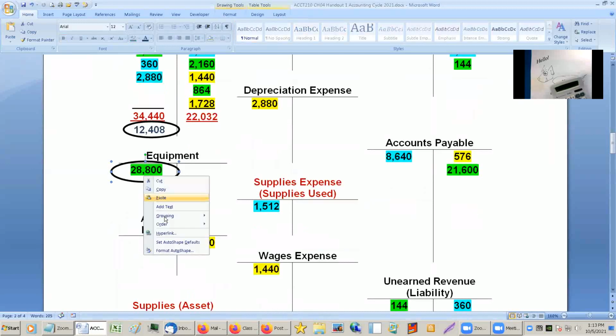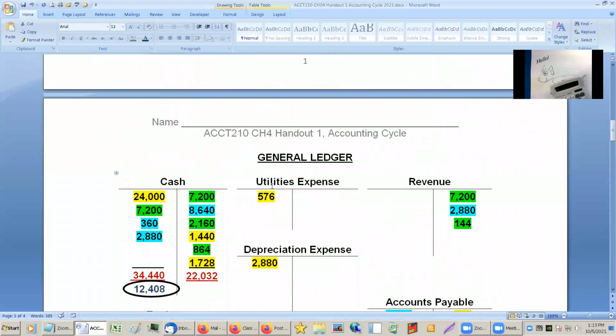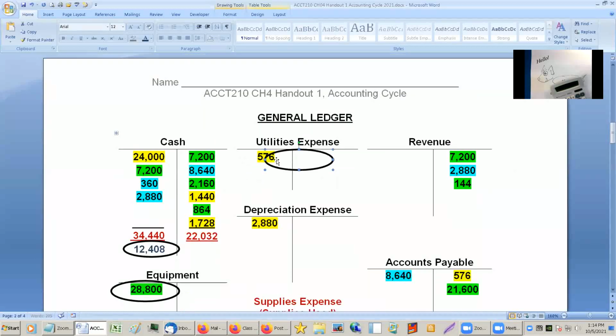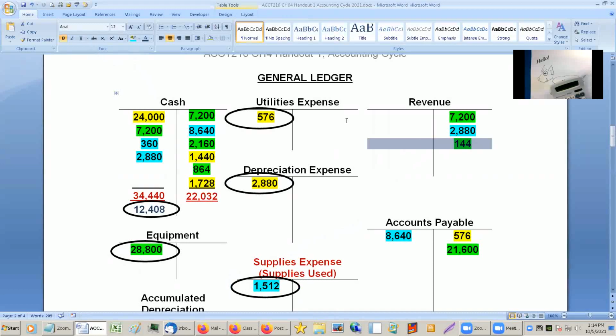So some of these are just going to be singles. Coming over here, we're going to add these up. $10,244.